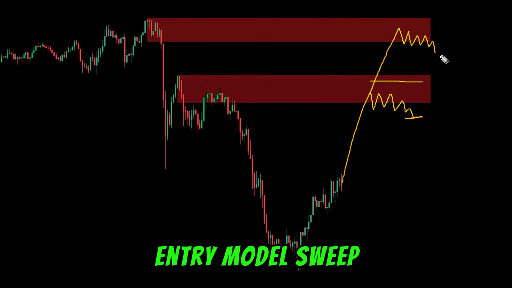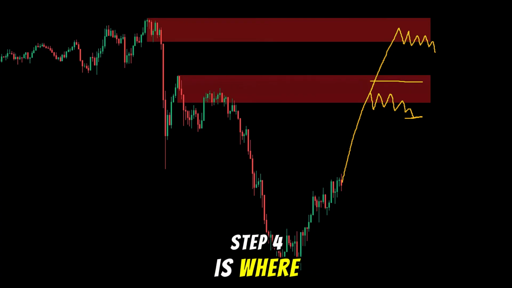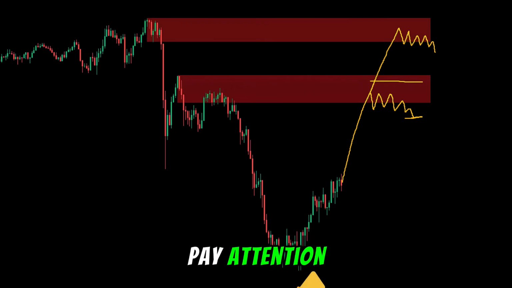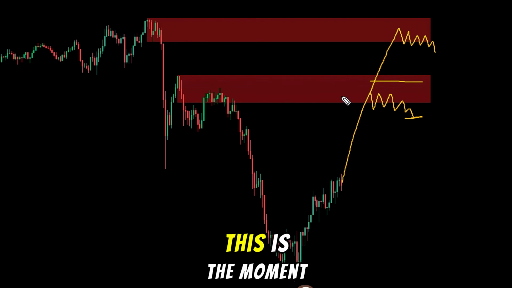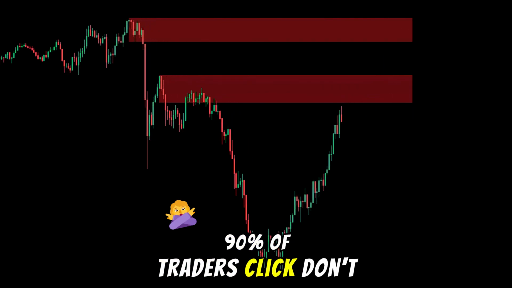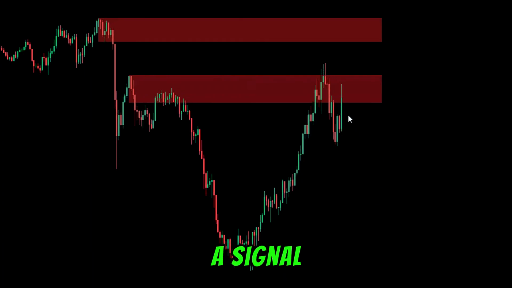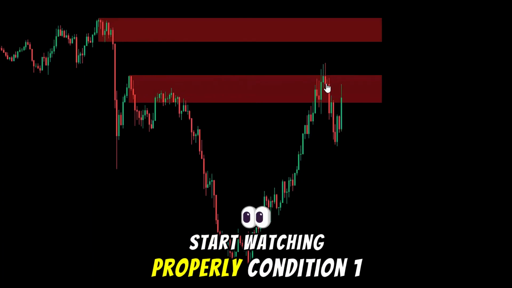The entry model. Sweep, shift, trigger. Step 4 is where the money is made, so pay attention. Price has finally arrived in your zone. This is the moment 90% of traders click. Don't. Arriving at a zone is not a signal. It's an invitation to start watching properly.